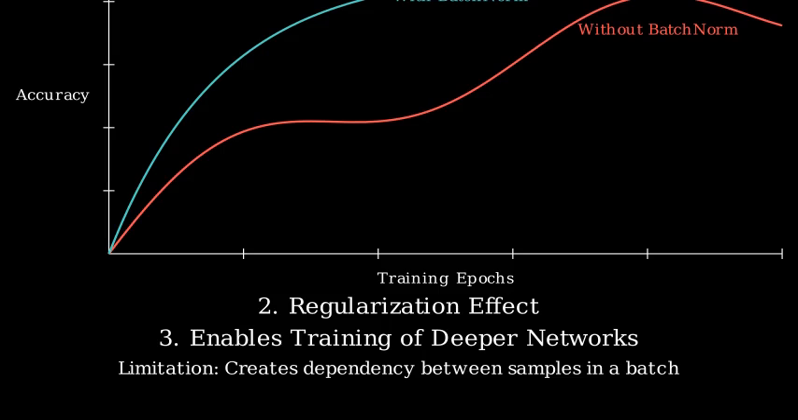Consider a convolutional layer that outputs multiple feature maps. For each feature map, we calculate the mean and variance across all spatial locations and all samples in the batch. Then, we normalize each feature map independently.